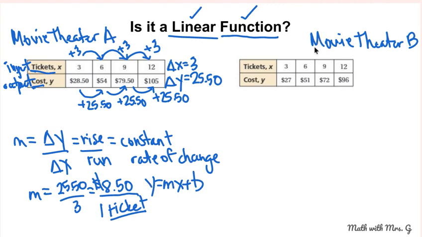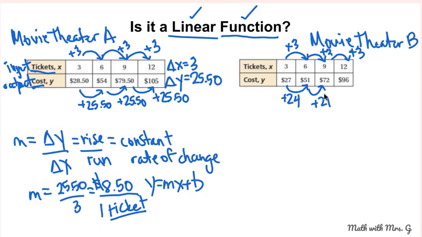Okay, let's check movie theater B. Same thing, we're going to jump the table and ask, what is the change in the x as I go along? Every time it's plus 3. Awesome. When I come here, in order to get from 27 to 54, I have added $24. To get from 51 to 72, I have added $21.